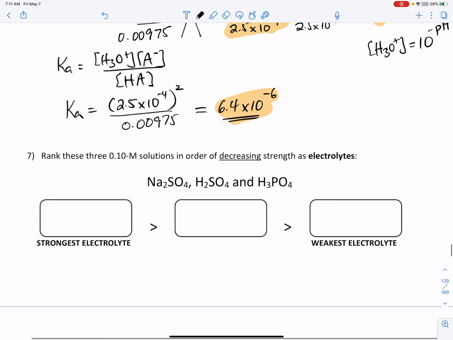And finally, we want to rank these three solutions in order of decreasing strength as electrolytes. So electrolytes, these are solutions where there are lots of ions present, and therefore they conduct electricity very well. So which of these three substances will produce the most ions when dissolved in water? That would be the strongest electrolyte. Which one produces the least ions? And that would be the weakest electrolyte. Well, pause and see if you can figure that out.